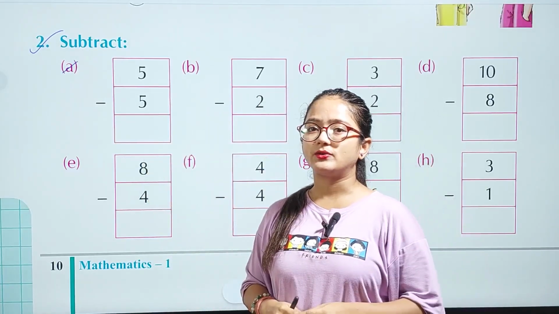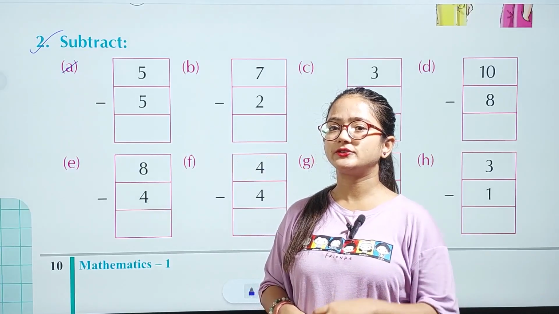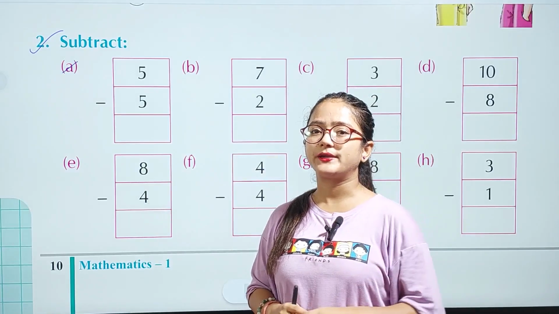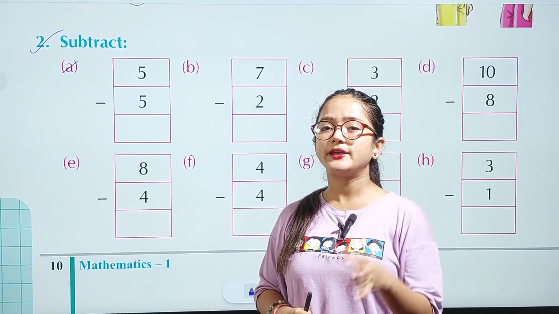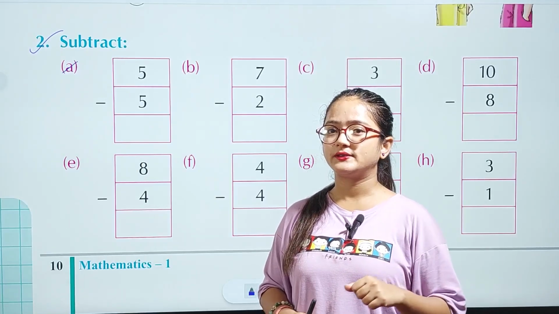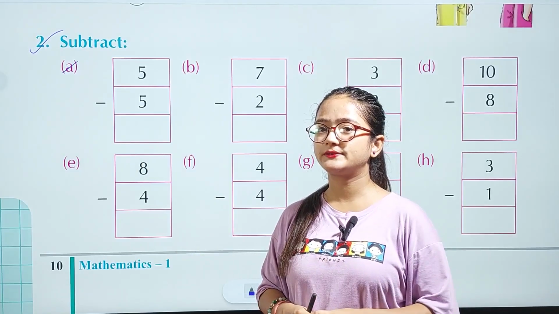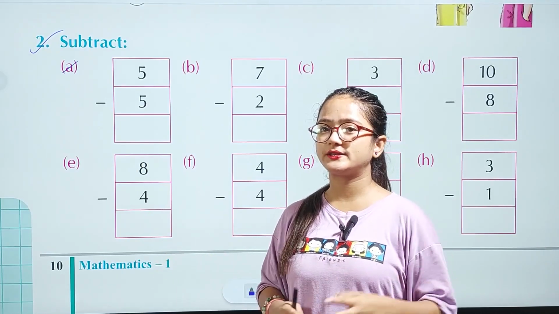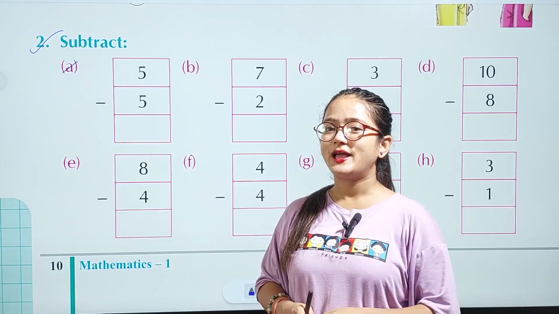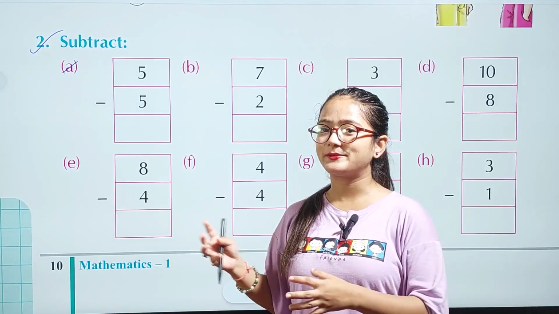Okay, so just imagine that you got 5 toffees, and suddenly your brother or sister ate all the 5 toffees. Then how many toffees are left? There are 0 toffees. No toffees are there. At that time you also get angry.